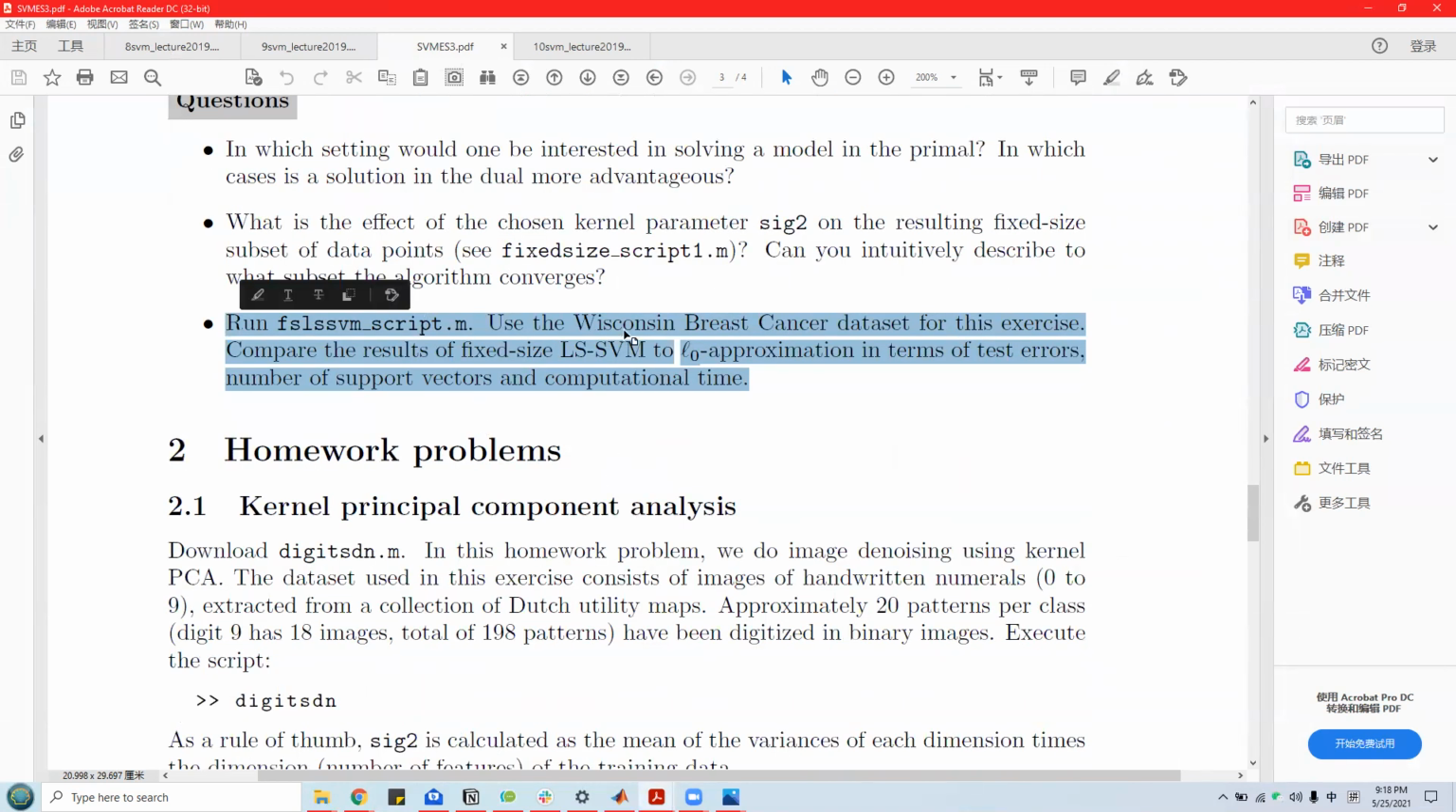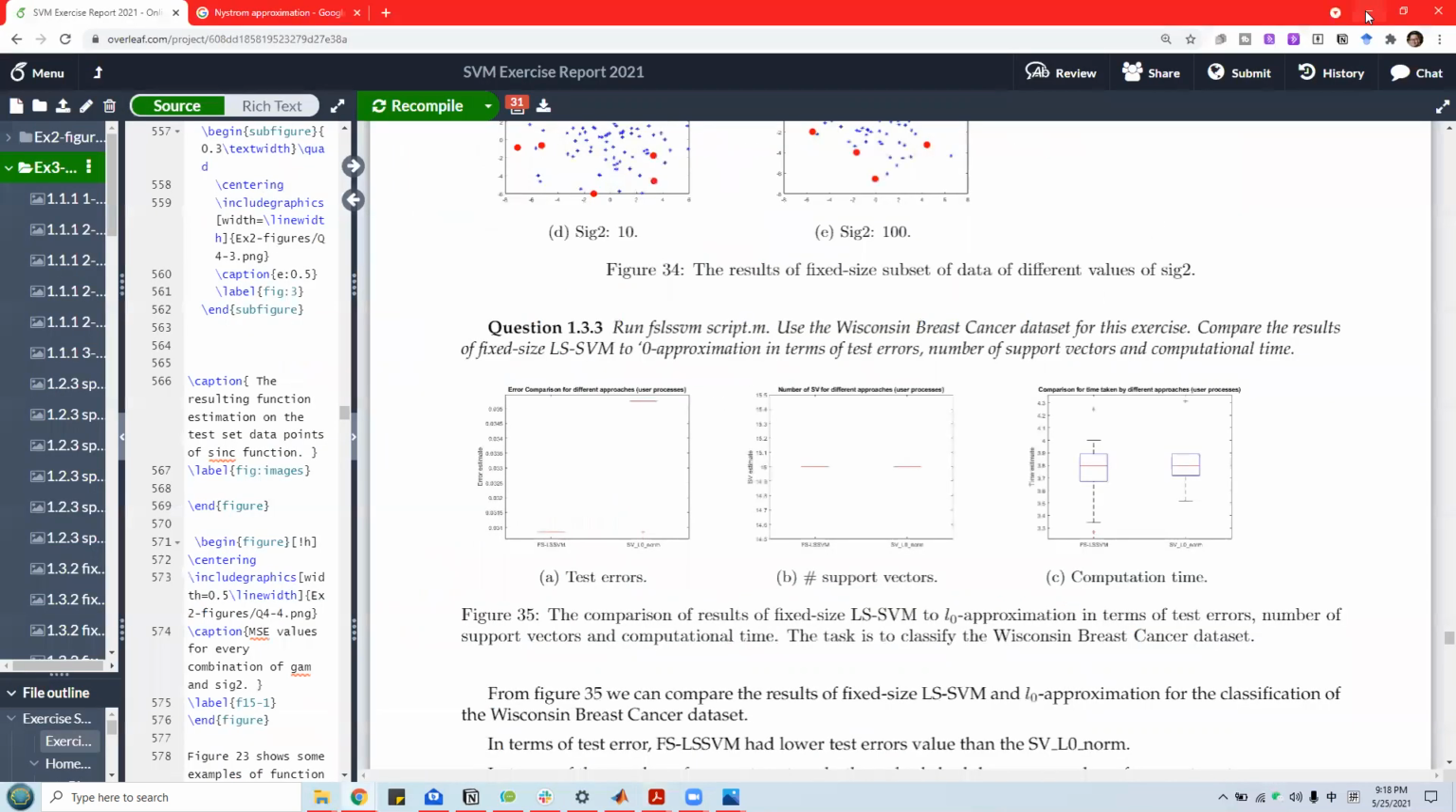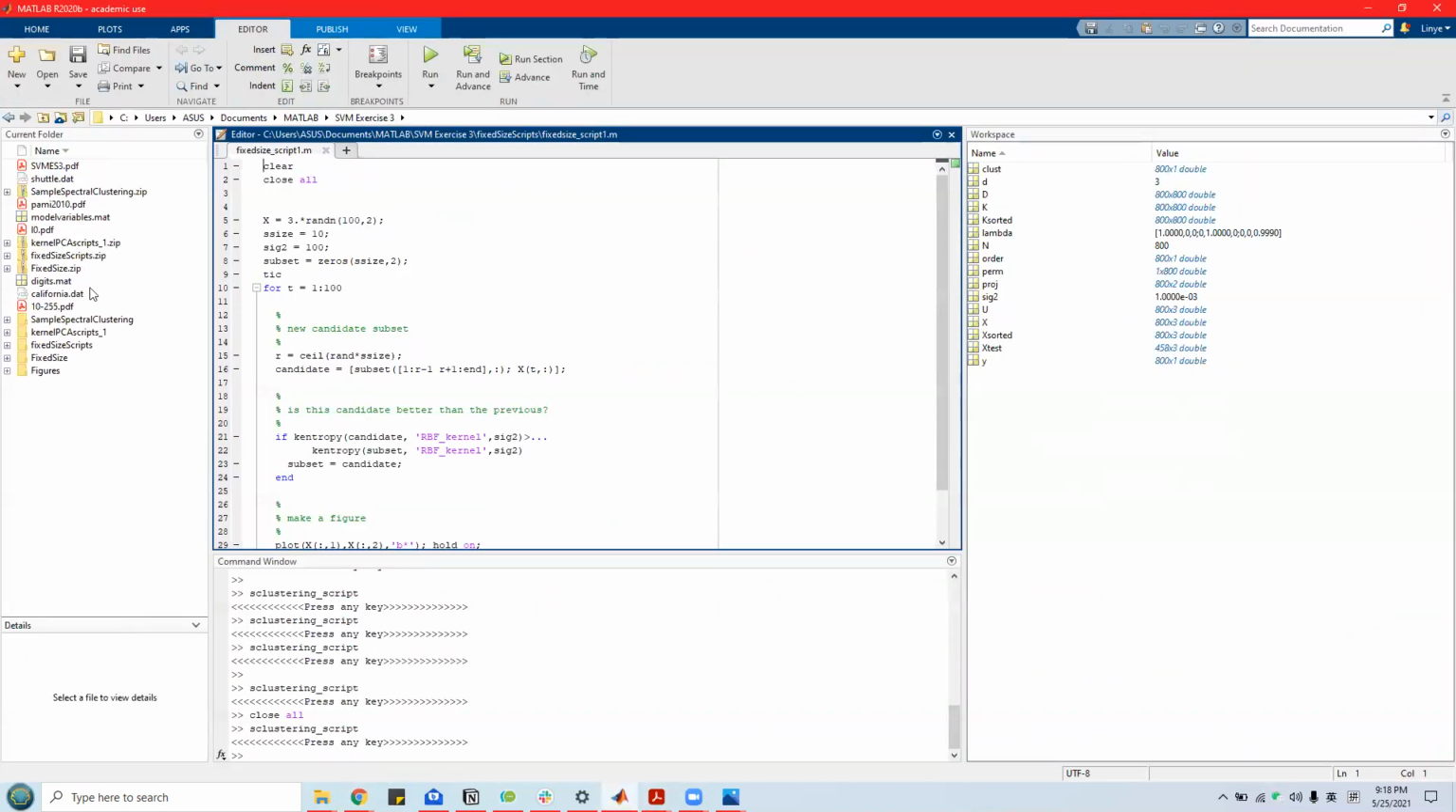You just run this script and use the Wisconsin breast cancer dataset, running it with fixed-size LS-SVM and this L1 approximation. Then you need to discuss the performance, which is the result: test errors, number of support vectors, and the computation time. You just need to run the script and change whatever data set you are asked to use.